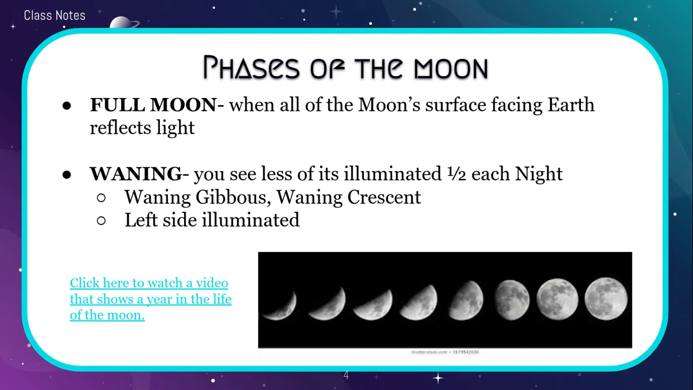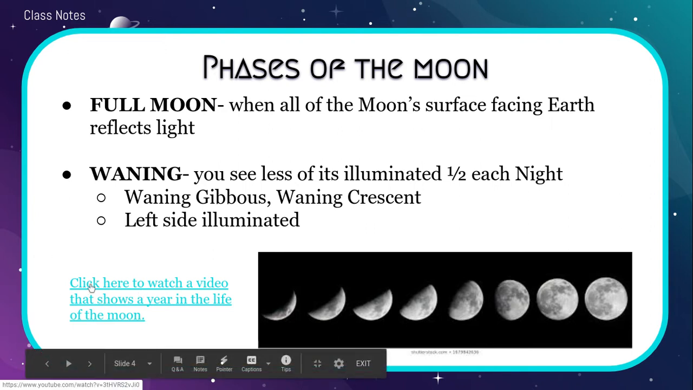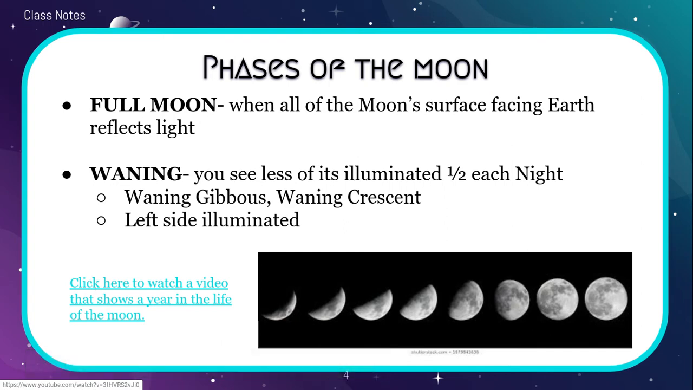Then you get into the waning phases where the left side of the moon is actually the visible side of the moon. And this video is really cool. It'll show you all of the moon phases repeating and repeating in this time-lapse video.